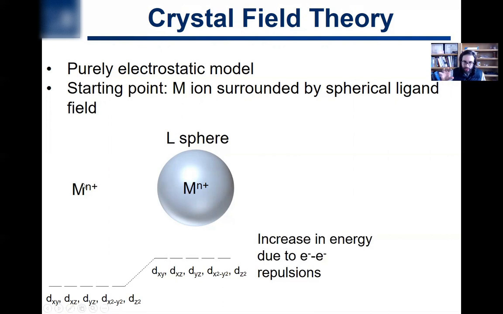And of course, electrons are negatively charged. And it's also thinking about electron density on the orbitals of the ligands. And so if you bring electron density negatively charged on ligand and electron density negatively charged on metal ion, well, that's electron-electron repulsion. It's unfavorable interaction. It's going to cause there to be an increase in energy. But because it's a spherical symmetry of the ligands, all 5 of these orbitals are still at the same energy.